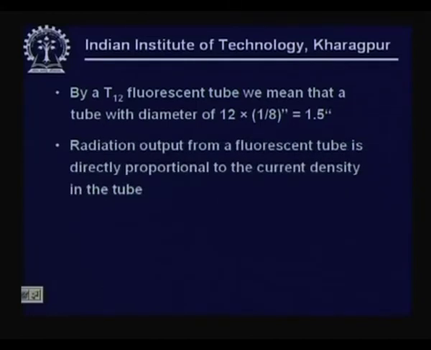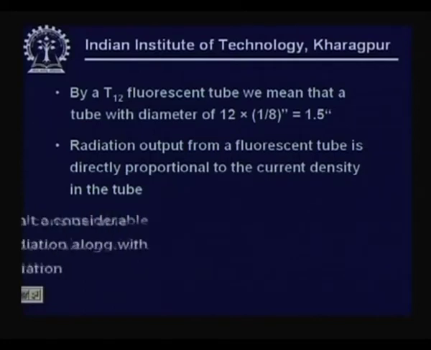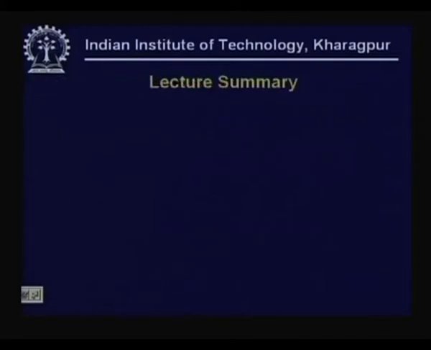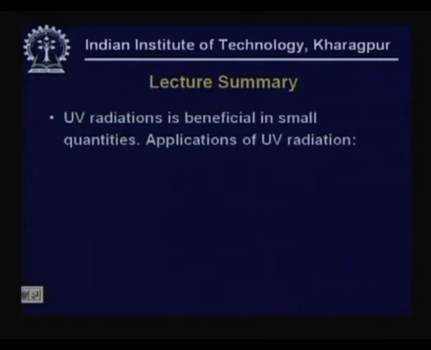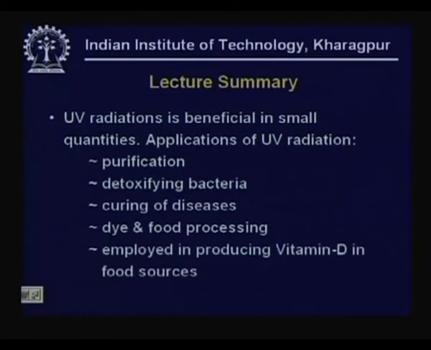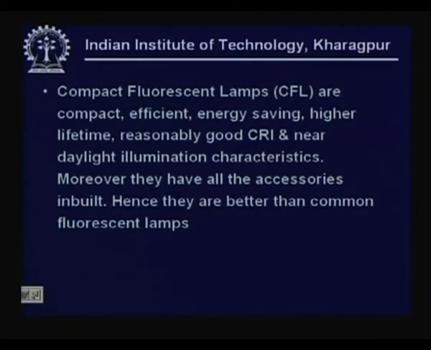Radiation output from a fluorescent lamp is proportional to the current density in the tube. This fluorescent lamp emits a considerable amount of UV and IR radiation along with visible radiation, and UV radiation is beneficial in small quantities. There are other applications like purification, detoxifying bacteria, curing of diseases, dye and food processing, and producing vitamin D in food sources.